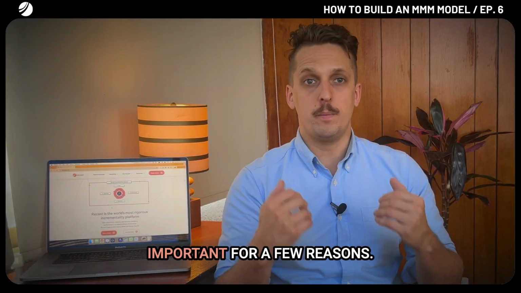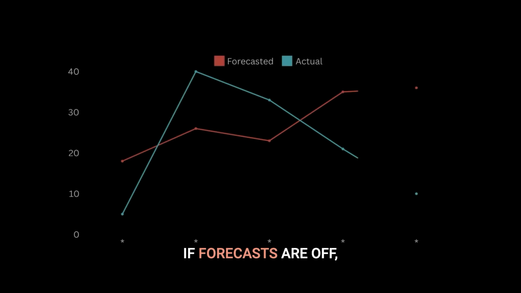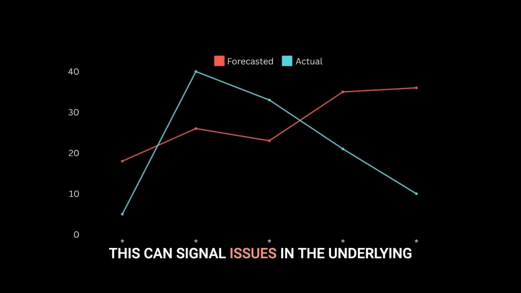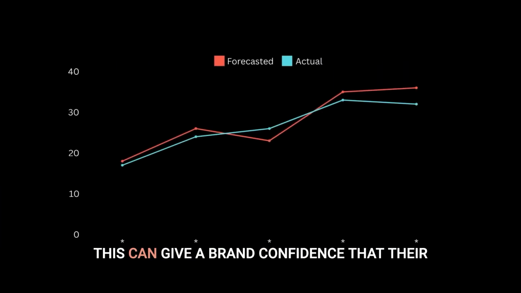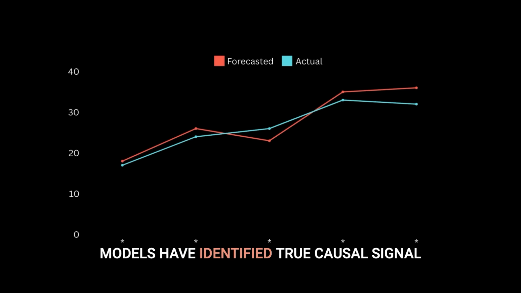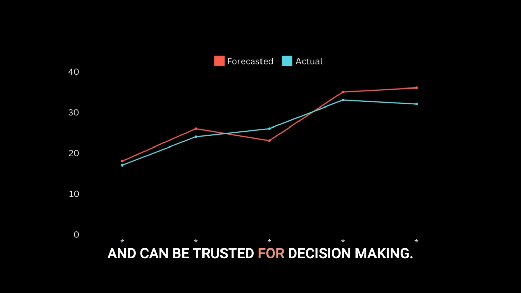Automated checks like this are important for a few reasons. If forecasts are off, this can signal issues in the underlying model structure and the need to make changes to a model's configuration. If forecasts are consistently strong, this can give a brand confidence that their models have identified true causal signal and can be trusted for decision making.